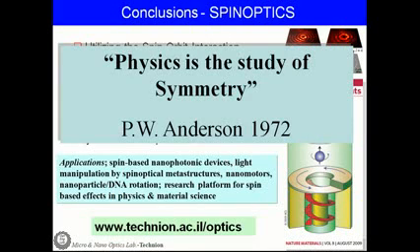I would like to finish with Anderson saying that physics is a study of symmetry.